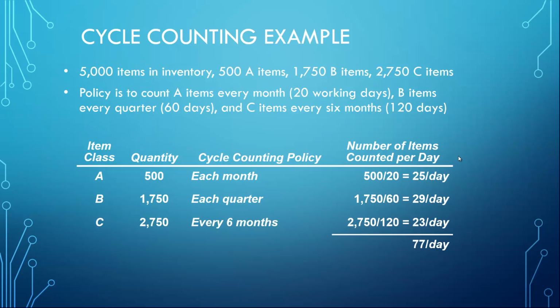For A items, we have 500 divided by 20, that's 25 items per day. For B, we have 29 that should be counted each day, and for C we have 23 items that should be counted each day. That's a total of 77 items counted per day.